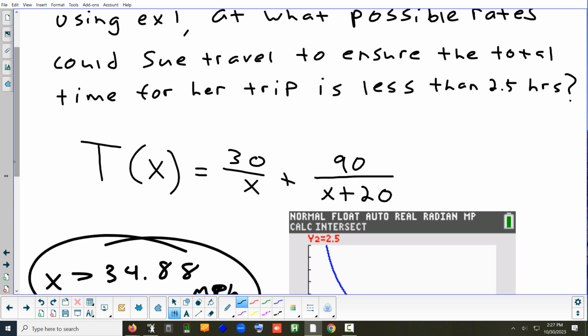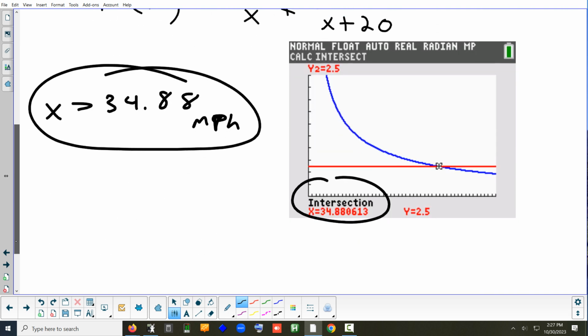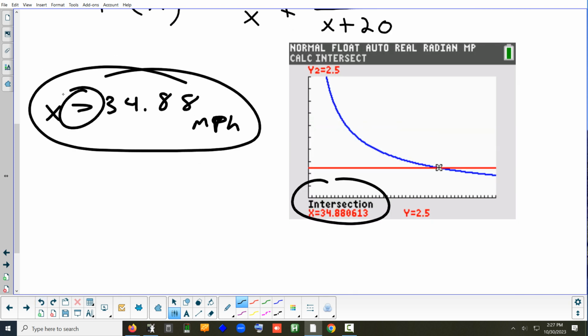Just got to beat 2.5 hours. If it was exactly 2.5 hours, that's more unrealistic because why would you have to be there exactly 2.5 hours? Does the hotel care if you're 1 minute late or early? Not really. But if they close at a certain time, you got to make sure you get there. All right, so that's an example of an inequality. It has a greater than or less than sign.